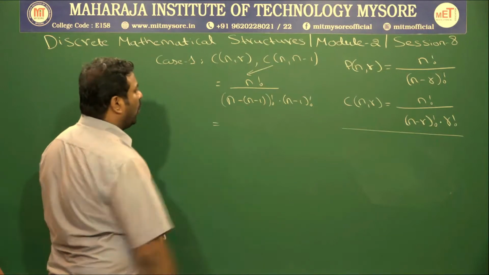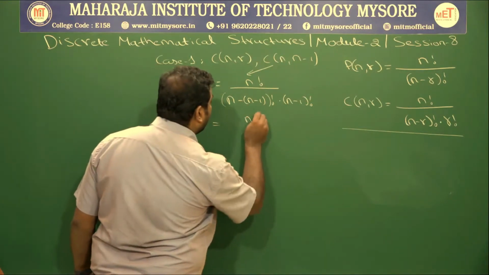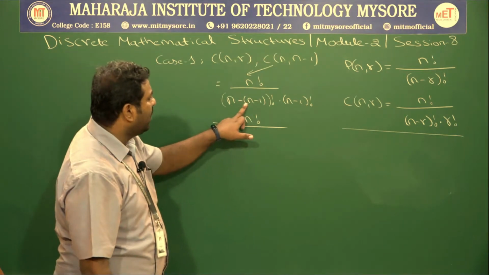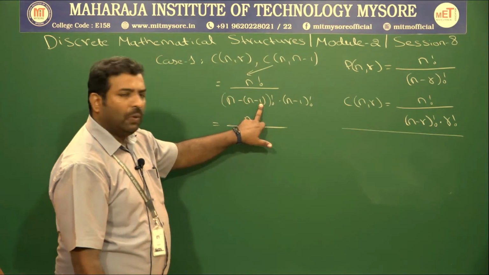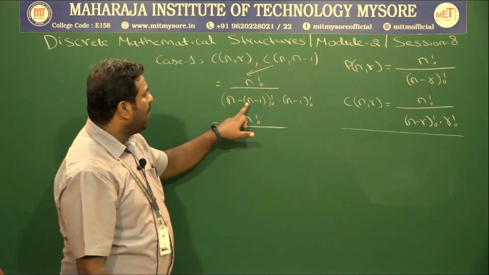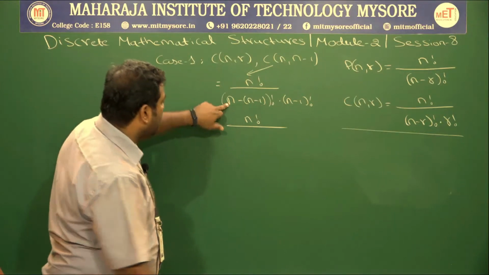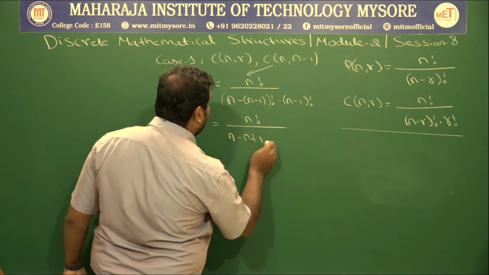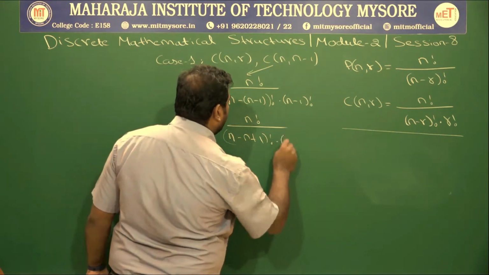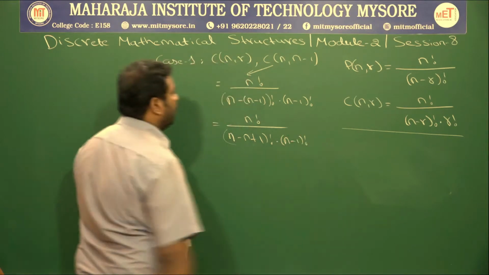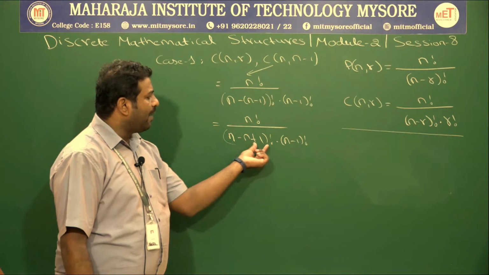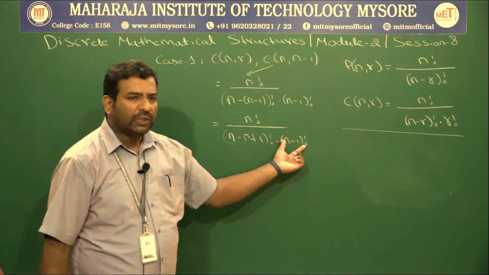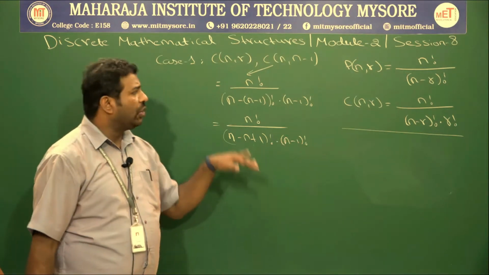Now if I solve this, I end up with n factorial, and n minus n minus 1 becomes n minus n plus 1, so this is 1 factorial. So I have n factorial divided by 1 factorial into n minus 1 factorial. Fine. So now n gets cancelled. I have 1 factorial, and I end up with n minus 1 factorial. So this is what I have if I have n minus 1.